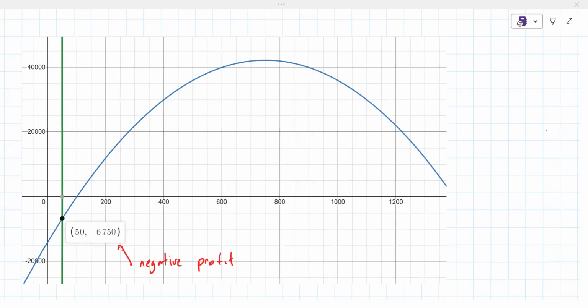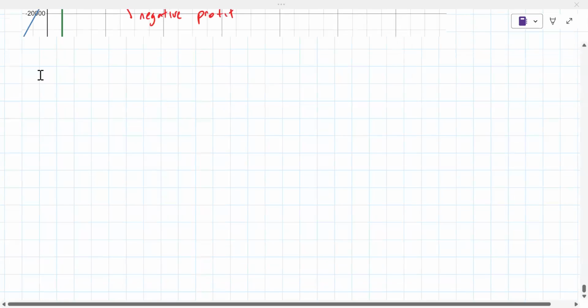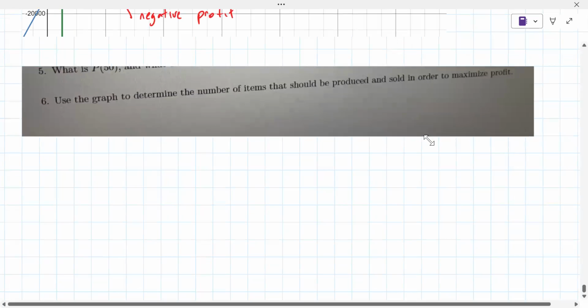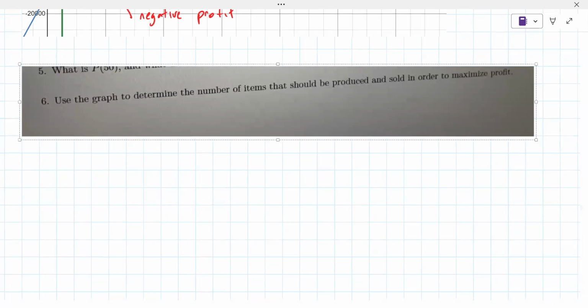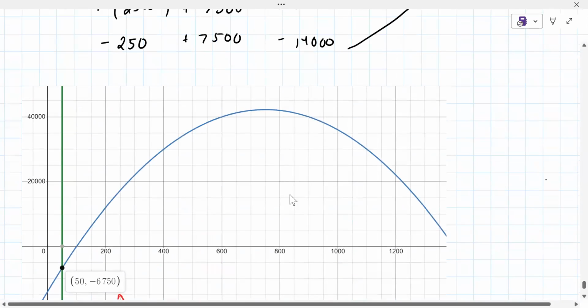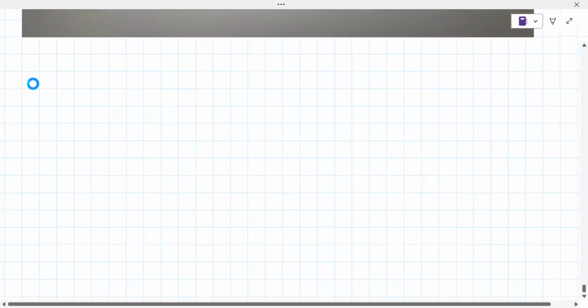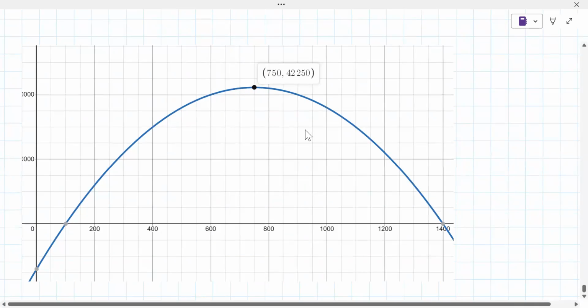All right, then we got this last part here. It says use the graph to determine the number of items that should be produced and sold in order to maximize profit. So again, we're going back to the graph, and it's the peak. It's the vertex, the place where you have your highest value. Businesses do try to achieve this. You want to make as much money as you can. And in this case, if you sell 750 units, your profit is this other number.